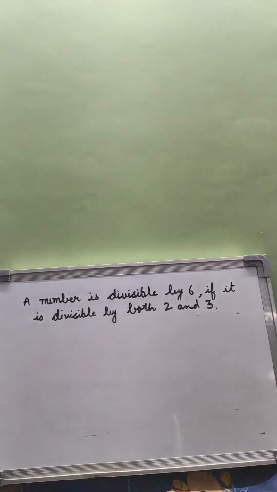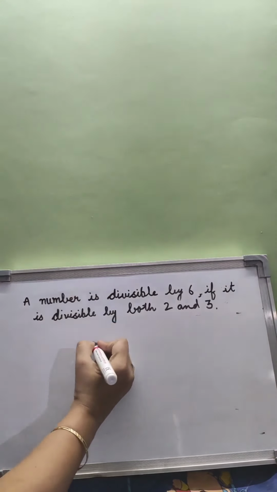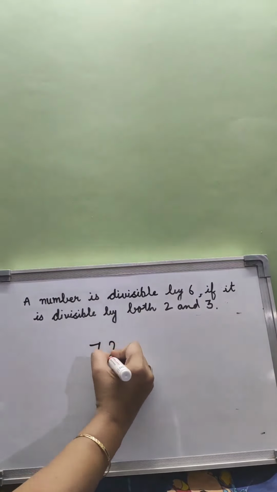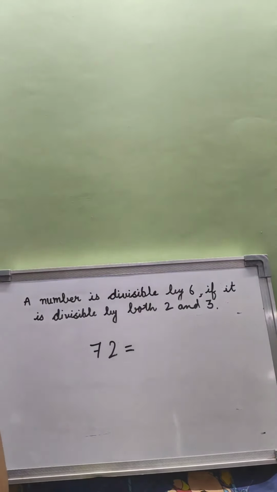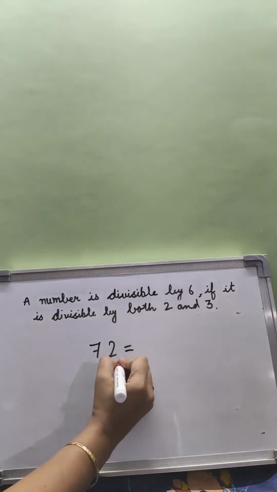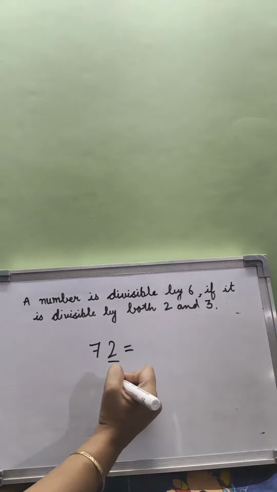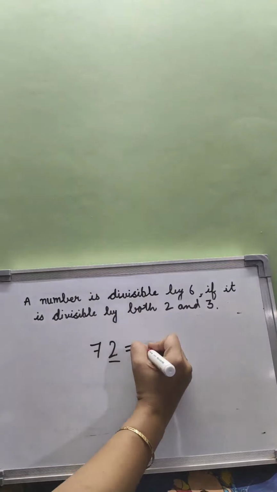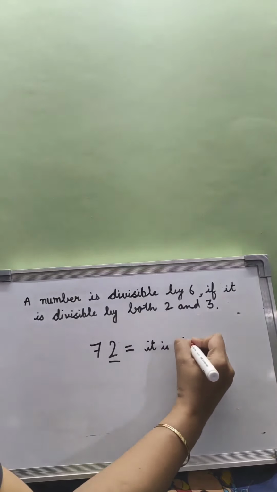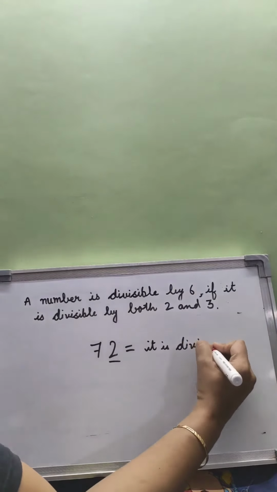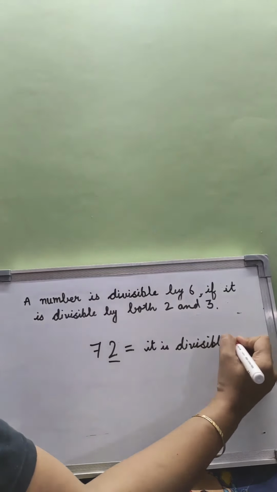A number is divisible by 6 if it is divisible by both 2 and 3. Let's take an example, 72. Now if you remember, what is the rule for 2? The digit at the ones place should be even. So 2 is even, that means it is divisible by 2.